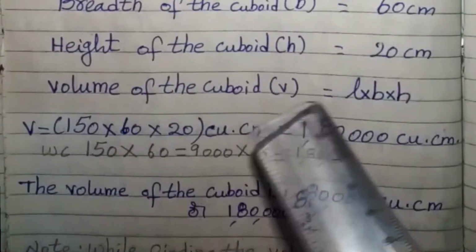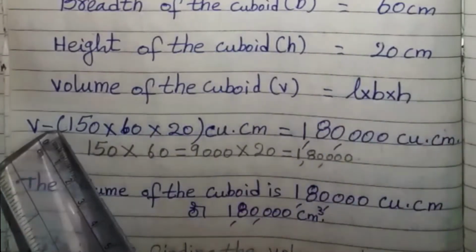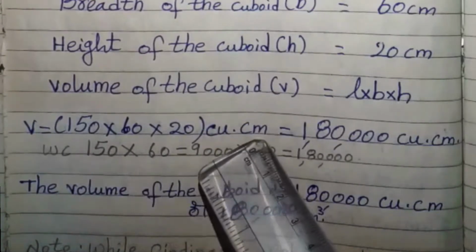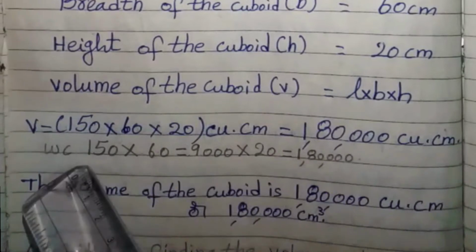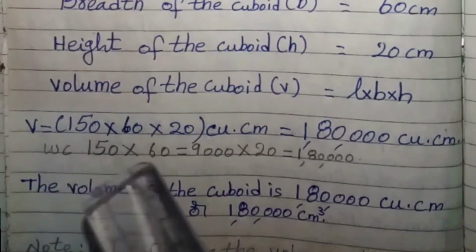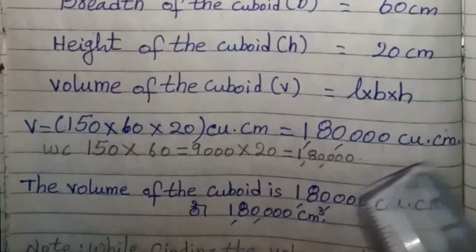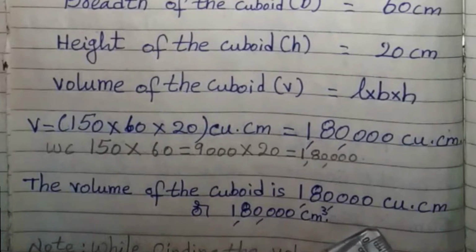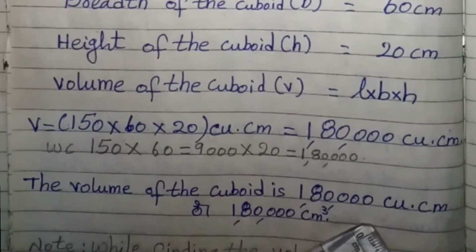Volume of the cuboid V is equal to L into B into H. V is equal to 150 into 60 into 20 cube centimeters, that is equal to 1,80,000 cube centimeters. Working column: 150 into 60 is equal to 9,000, into 20 is equal to 1,80,000. The volume of the cuboid is 1,80,000 cube centimeters or 1,80,000 centimeters cube.